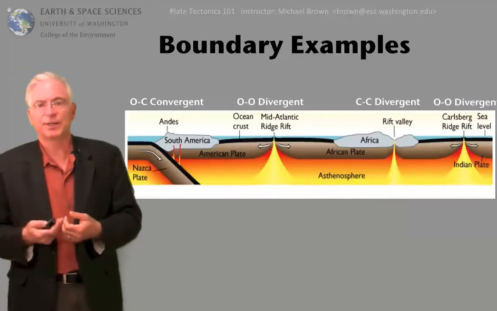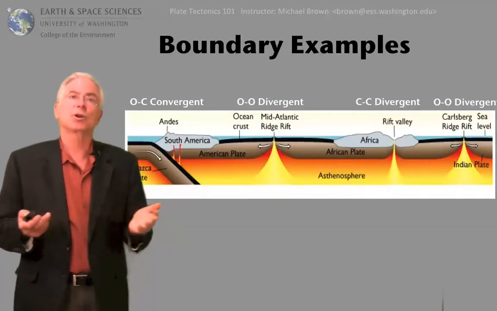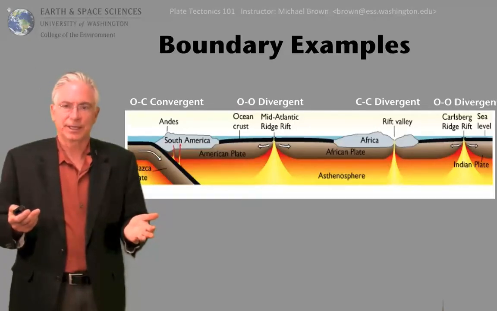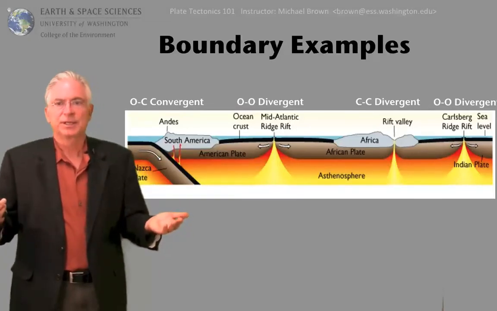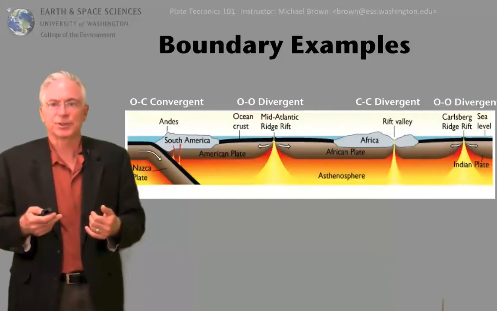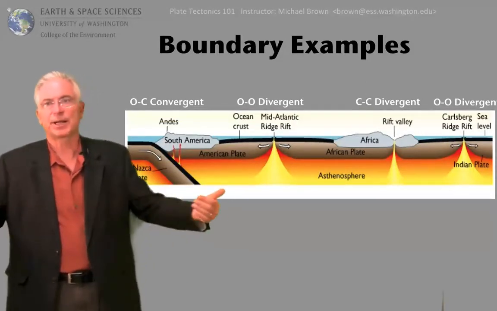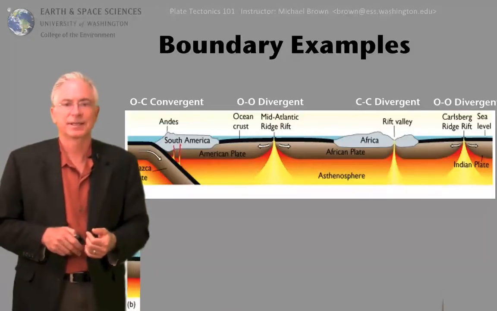Continuing on this trend, we come across the Indian Ocean to the Carlsberg ridge system, which again is a mid-ocean ridge, ocean-ocean divergence zone, ocean crust being produced and spread in both directions.